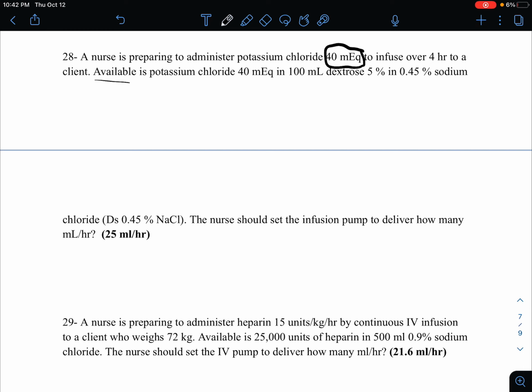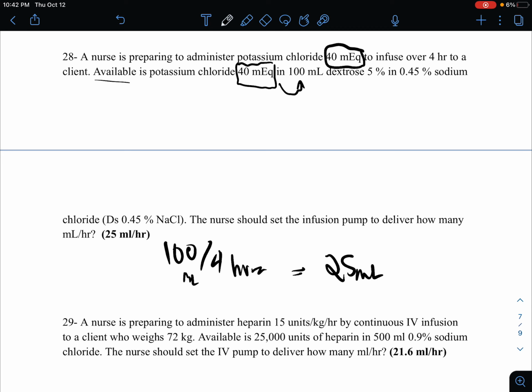Available is 40 MEq in 100 milliliters of solution. Nothing has changed. It's diluted in the solution evenly. So literally all you have to do is 100 divided by 4, because you want to do it in 4 hours. 100 milliliters divided by 4 hours gives you 25 milliliters an hour to infuse it.